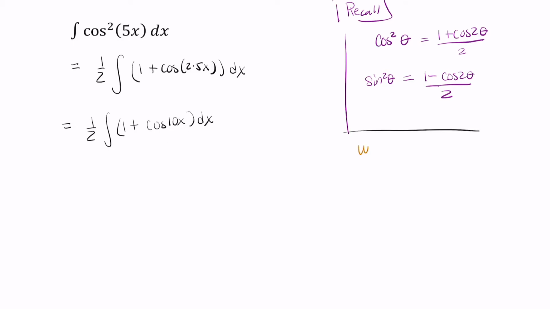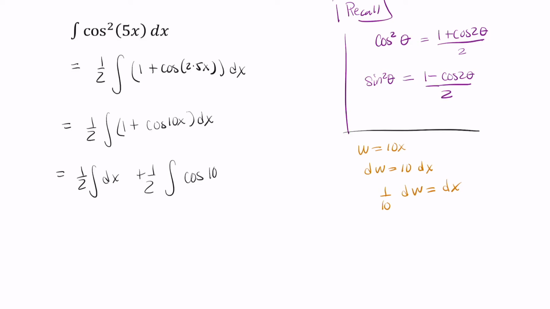That is, let w equal 10x, then dw equals 10 dx, or 1 over 10 dw equals dx. Now why would I do that? We split this as 1/2 the integral of dx plus 1/2 times the integral of cosine 10x dx. Now the reason I did that is so that I can rewrite this integral here.